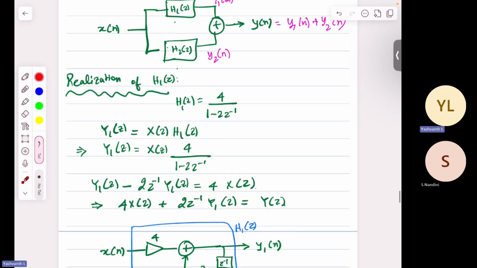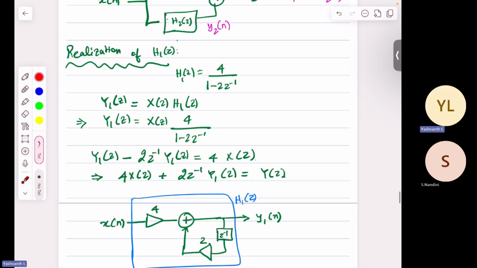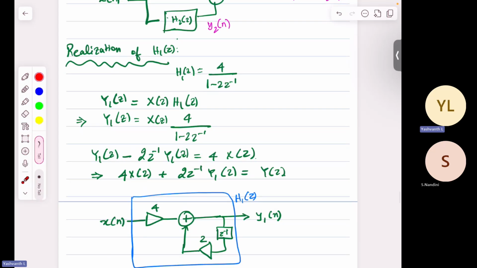And now what you do, you take this 1 minus 2 z inverse to the right hand side. So what you get is y1 of z minus 2 times z inverse into y1 of z equals 4 times x of z. And then you take the second term from the left hand side to the right hand side. So it becomes 4 times x of z plus 2 times z inverse into y1 of z equals y1 of z.